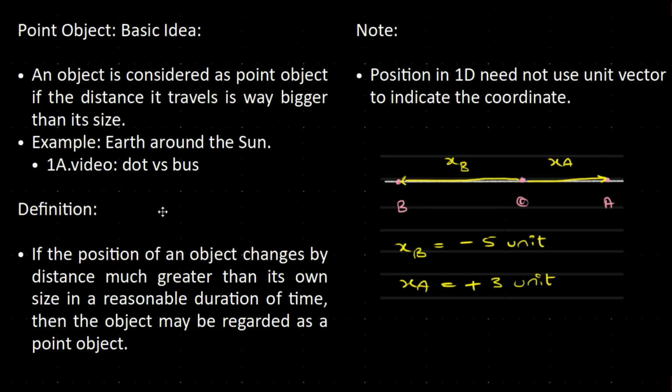So we have a point object. An object is considered to be a point if the distance it covers is much, much, much bigger than the object itself. One more practical example, I'll continue with the examples. That will make more sense. Train. Not bad, right?